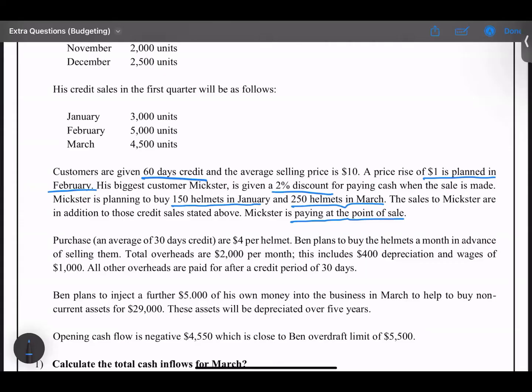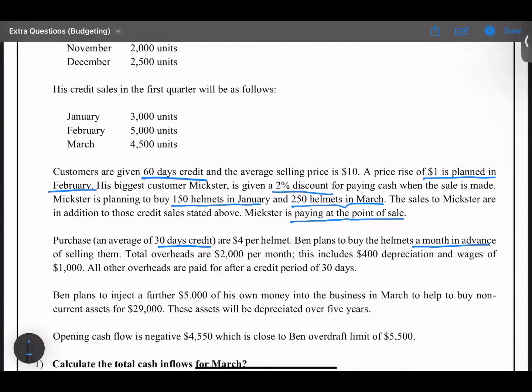So sales information is done. Let's read the purchase and other information as well. Purchases are on an average of 30 days credit, $4 per helmet. Ben plans to buy the helmets a month in advance of selling them. Total overheads are $2,000 per month. This includes $400 depreciation and wages of 1,000. All other overheads are paid for after a credit period of 30 days.